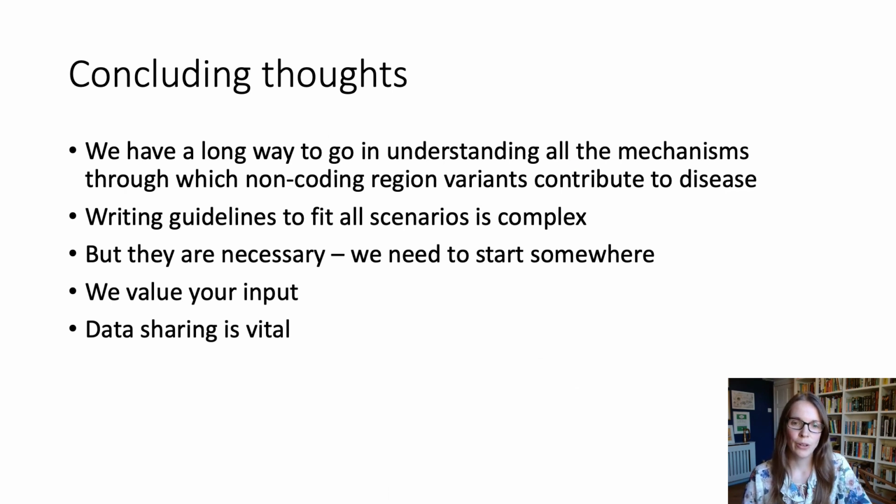So just to go on to some concluding thoughts about creating these guidelines and where we are in this space. We still have an incredibly long way to go. We are only scratching the surface of the different mechanisms by which we know that non-coding mutations can cause disease. And writing guidelines that actually fit all of these different scenarios, or predicted hypothetical scenarios that we think might exist, is actually quite complicated. But I think it is incredibly necessary to try, and we have to start somewhere.